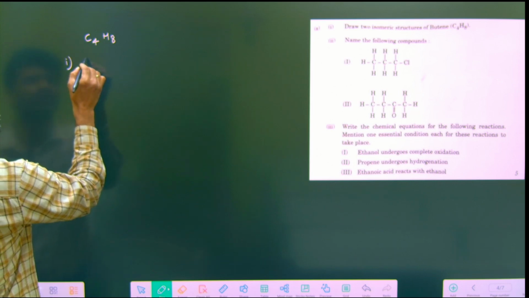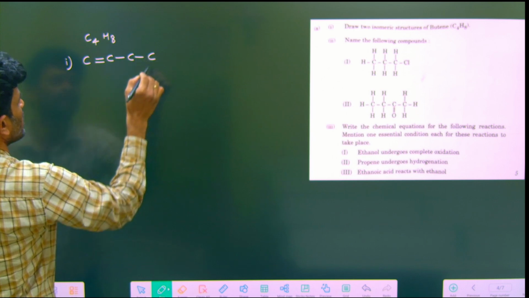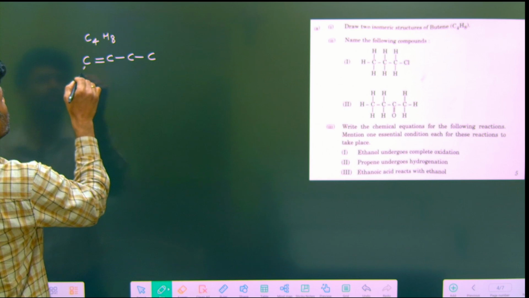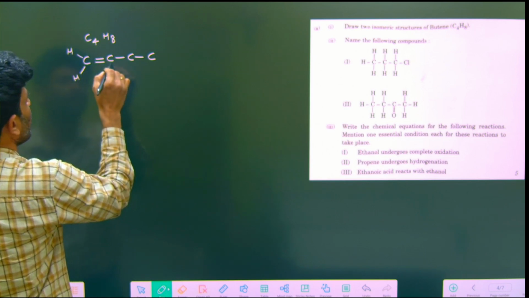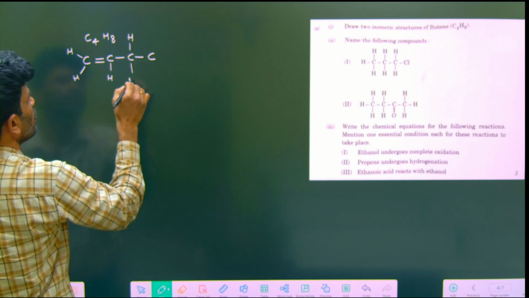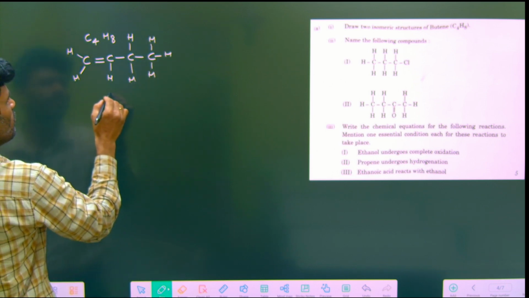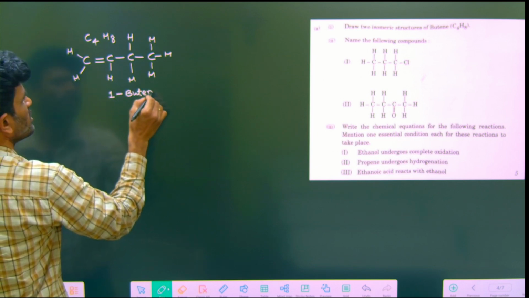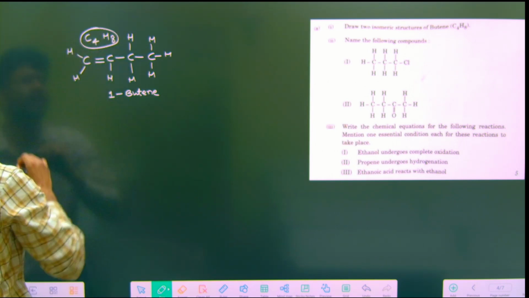First structure, how we can draw? C, one double bond between C and C, 4 carbons as usual. So here what happens? In this case, here one hydrogen, here one hydrogen, so that 4 bonds are over here, and here one hydrogen because only 3 bonds are over. Now for remaining here 2 hydrogens, here 3 hydrogens. This is one structure of butene. We call it 1-butene. Why it is 1-butene? Because double bond is there between first carbon and second carbon.